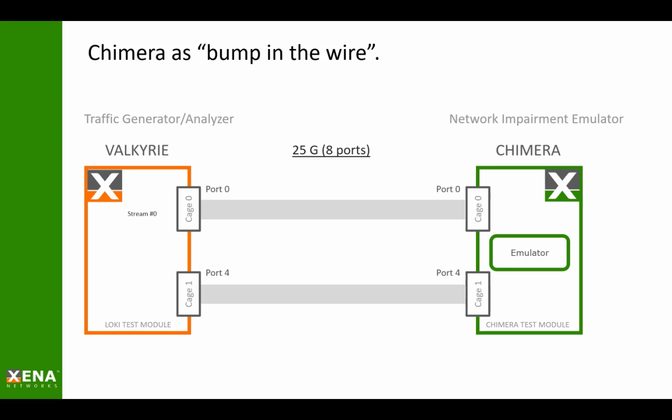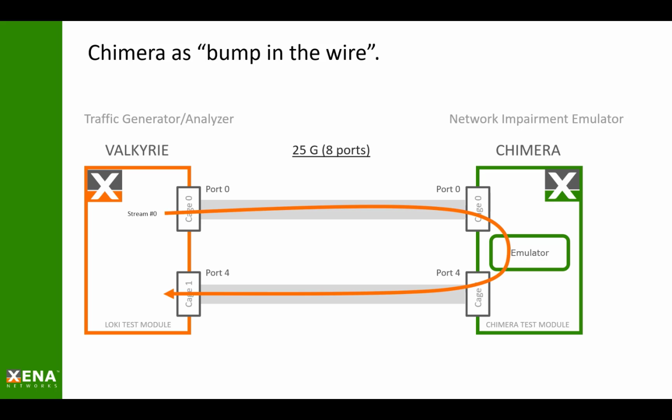Chimera supports 5 speeds, going from 10G to 100G. For this demonstration, Chimera is configured for 25G operation and connected to a Loki traffic generator. In 25G configuration, both devices have 8 ports.